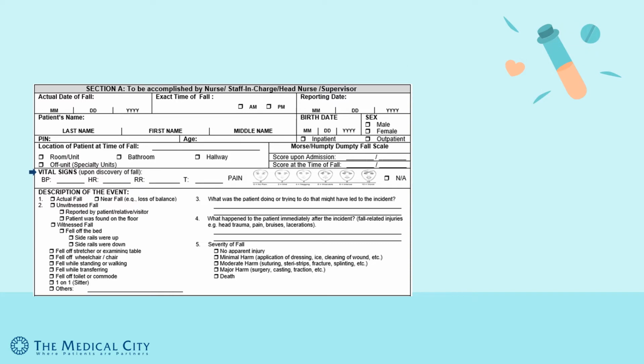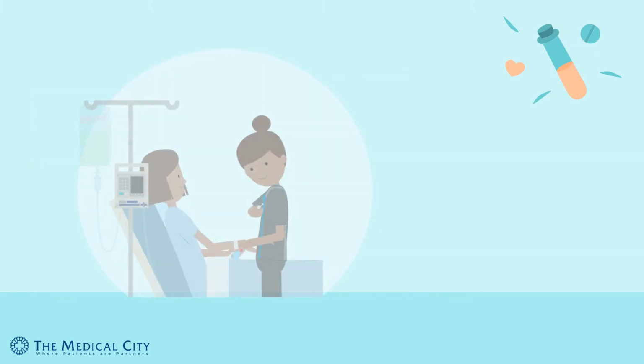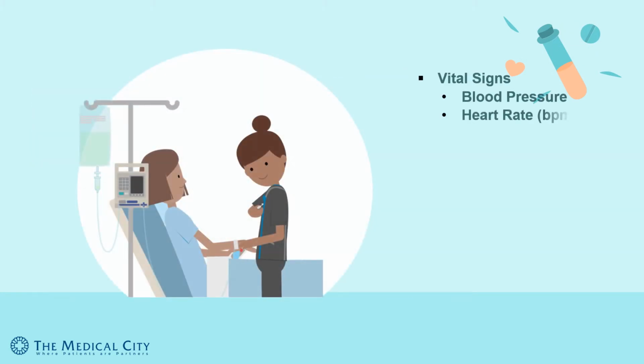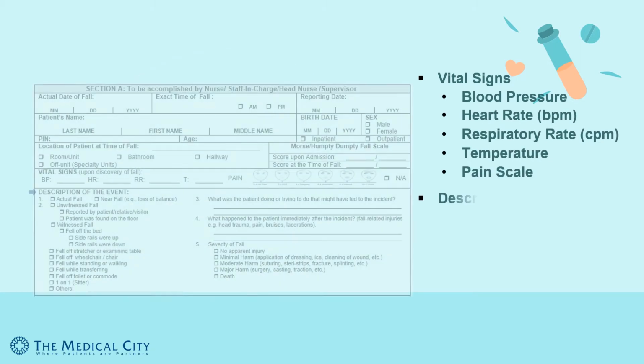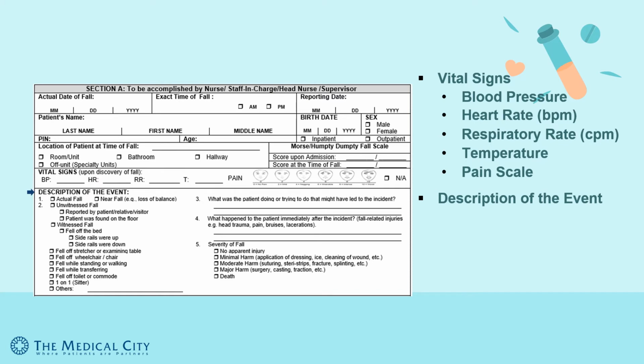Our nurses must obtain the patient's vital signs during the incident: the blood pressure, heart rate, respiratory rate, temperature, and the pain scale. Nurses also need to identify the type of fall, whether it is an actual or a near-miss fall. During the assessment, the nurses must document whether the fall may be considered as unwitnessed if the incident was seen by a relative, guest, or a healthcare worker found the patient on the floor.